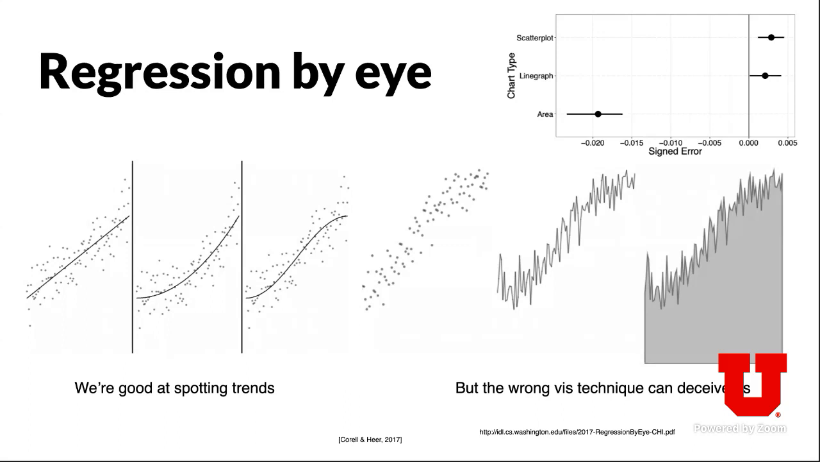And we can also have these kinds of biases. So for example, we are really good at spotting trends. We can see these trends very easily, but if we use the wrong visualization, we can again be deceived. This within the bar bias doesn't only affect the bars, but it also affects something like an area chart here. So if we were to show a distribution like that, then we would have a similar within the area bias in this case.